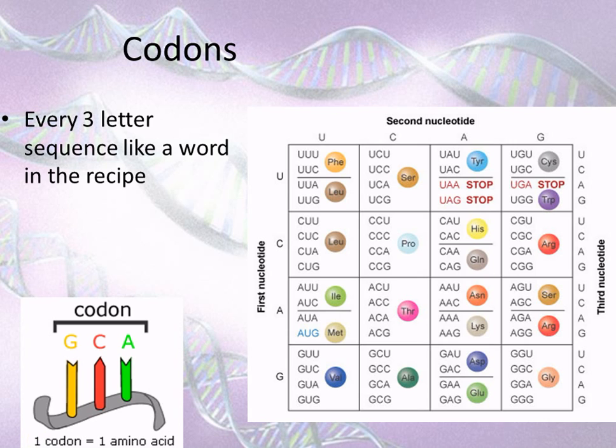Okay, so codons are like the what? 3-letter words. They're 3-letter words that tell you what you're trying to look for. So a codon is like a 3-letter word.